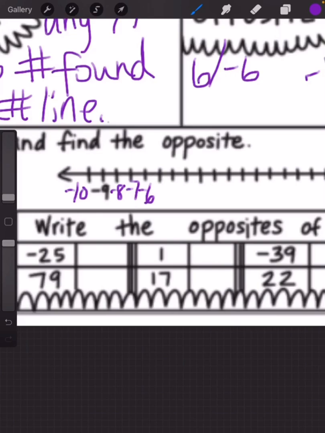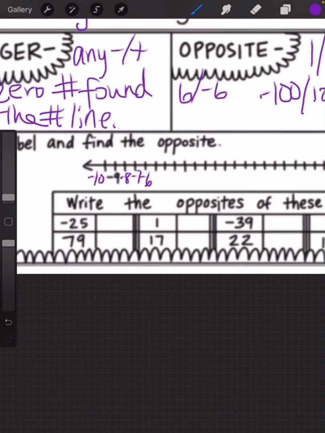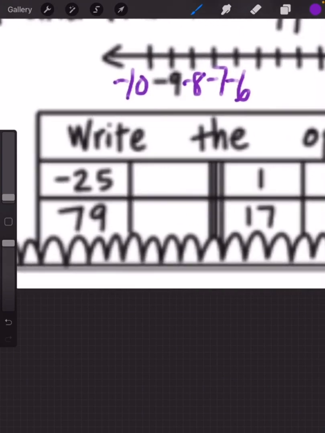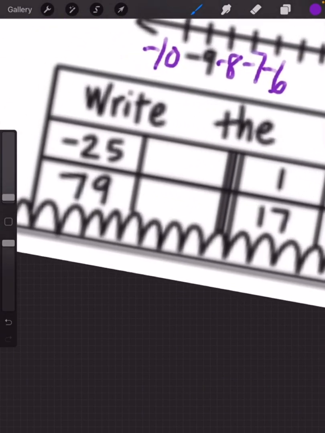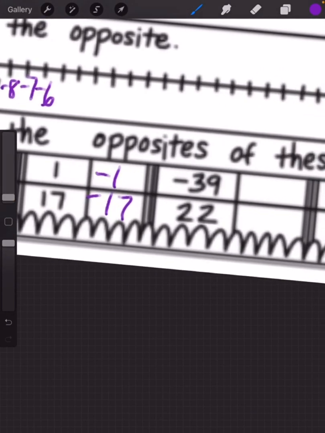So if you take the opposite of negative 25, it would be positive 25. The opposite of 79 would be negative 79. Okay, fill in this. Yep, negative 1 and negative 17. Alright, try these two. Yes, this one would be 39. This one would be negative 22. Finally, try these. Good. You would have negative 3 and negative 13.